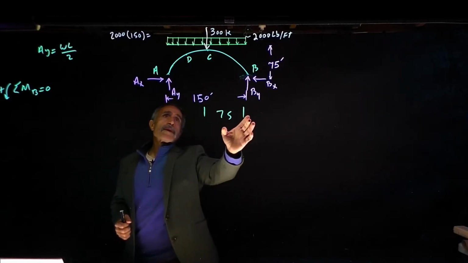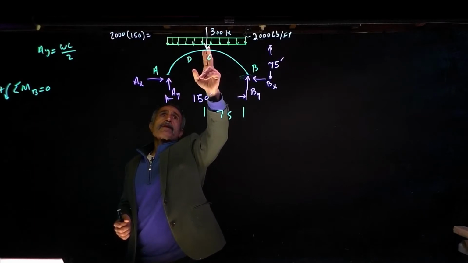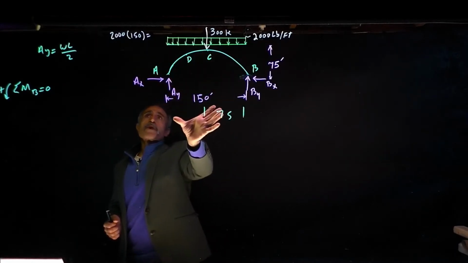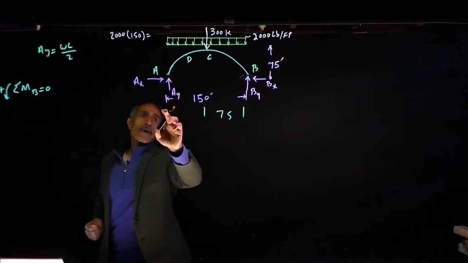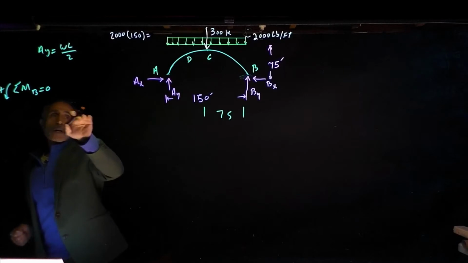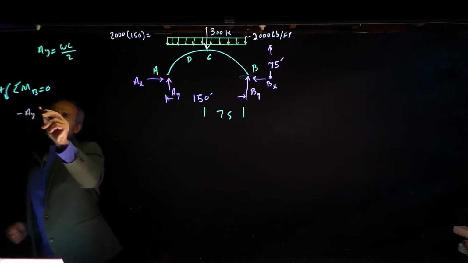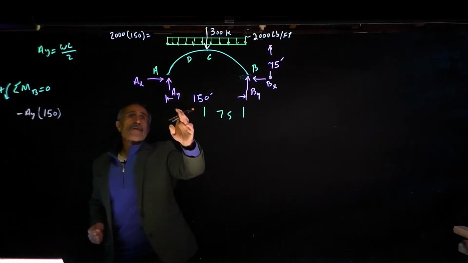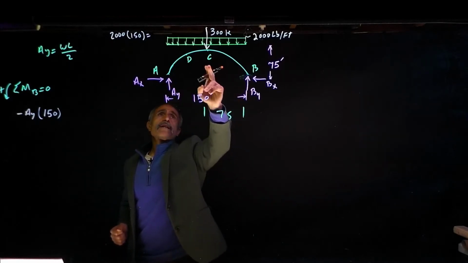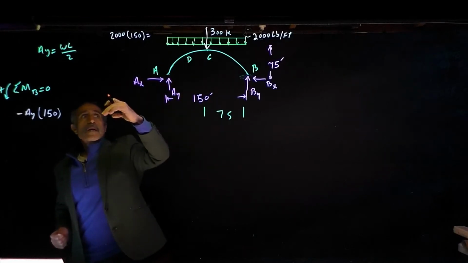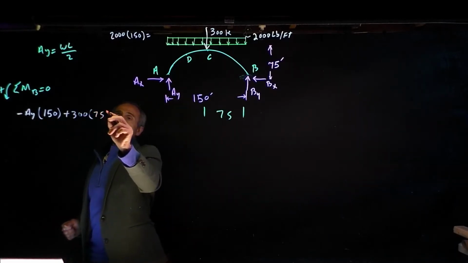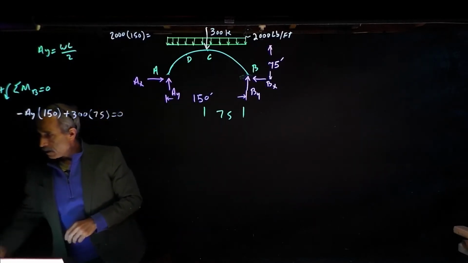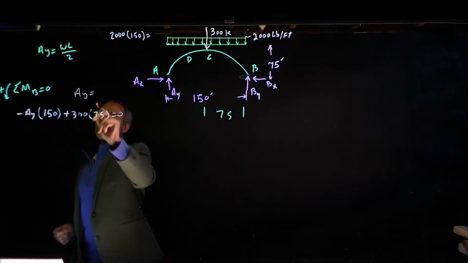So we're going to take a moment about point B. I have already figured out the concentrated load. This is the uniform distributed load, converted to a concentrated load. It becomes basically 2,000 pounds times the length, which is 150, comes out to 300 kips. So I'm going to start from the left to the right. I'm going to have AY multiplied by 150, and that's going to be a clockwise rotation, so it's negative. So minus AY times 150. And then the next load I have is the vertical load. These cannot take a moment, but at this point they are in the same line. So it's going to be 300 times 75, and that's going to be counterclockwise, so it's positive. So plus 300 times 75 equals 0. If I calculate that, my AY is going to come out to 150 kip.